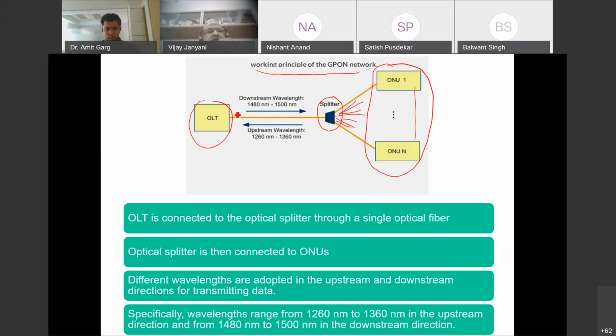Downstream is what is used to communicate from this master, which is the OLT, to the ONUs. You call that downstream, and that wavelength is usually in this range, 1480 to 1500 nanometers. And when the ONU wants to communicate with the OLT, you call it upstream transmission. So it's usually in this range. So you can see that different wavelengths are adopted in the upstream and downstream directions for transmitting data.